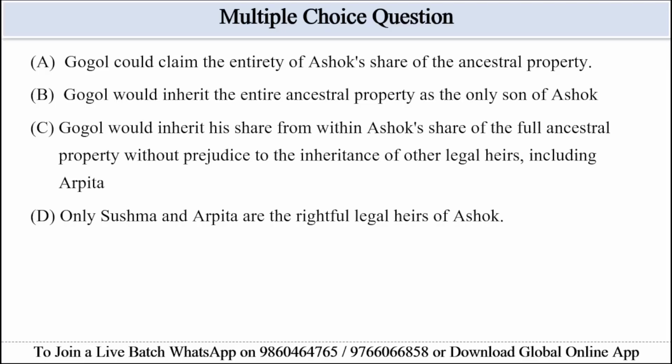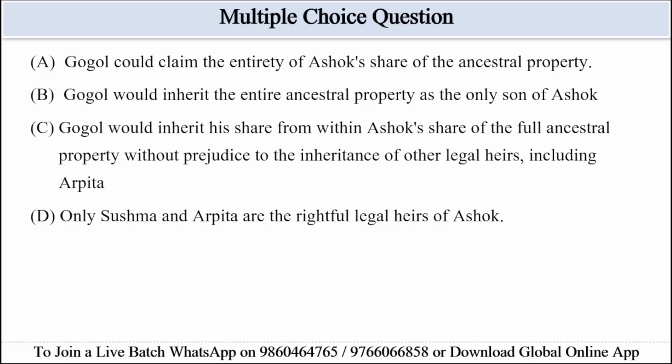In case of option B, Gongol would inherit the entire ancestral property as the only son of Ashok. So this one is wrong. The property belongs to the entire family and Gongol inherits only the parent's portion. In case of option C, Gongol would inherit his share from within Ashok's share of the full ancestral property without prejudice to the inheritance of other legal heirs, including Arpita. So this option matches the passage's precise position. In case of option D, only Sushma and Arpita are the rightful legal heirs of Ashok. So this one is incorrect.